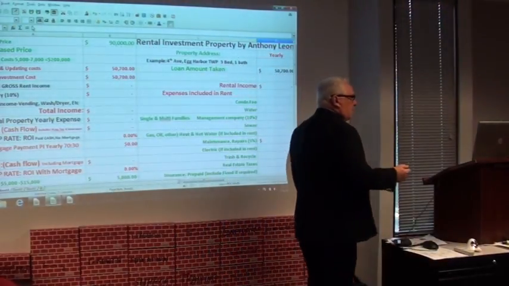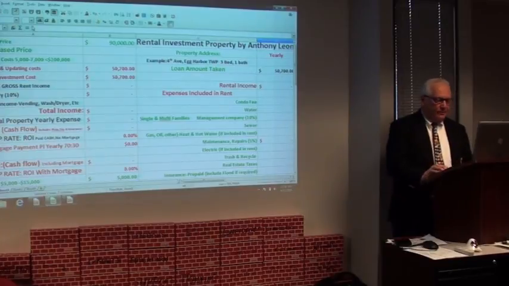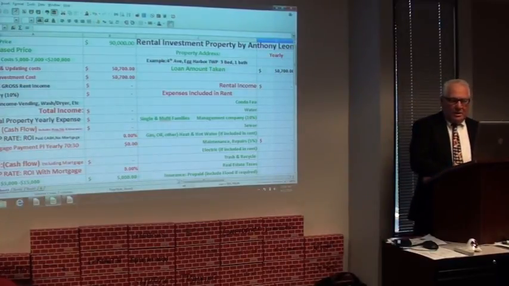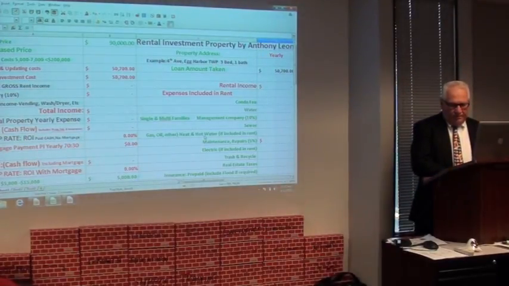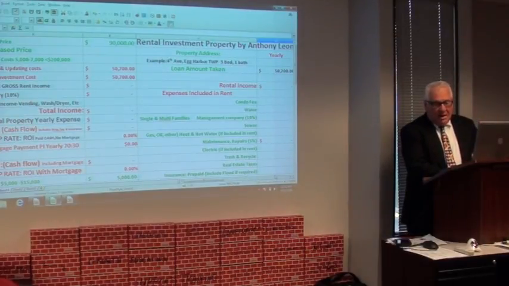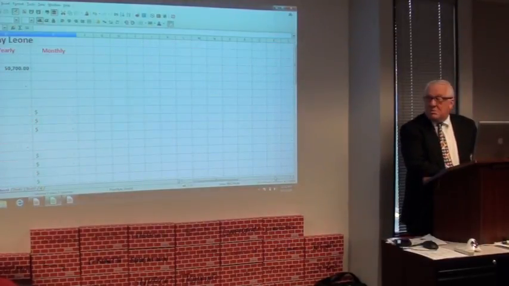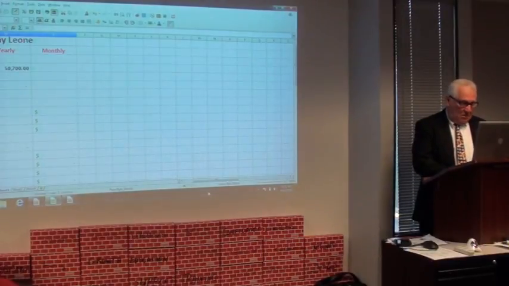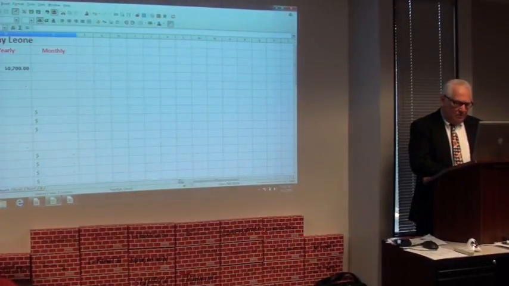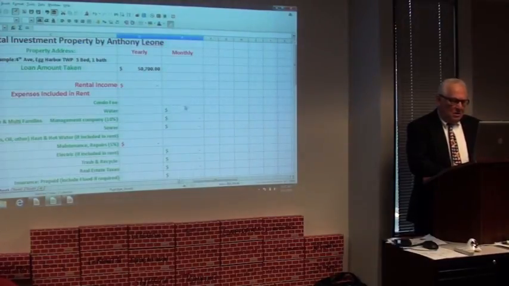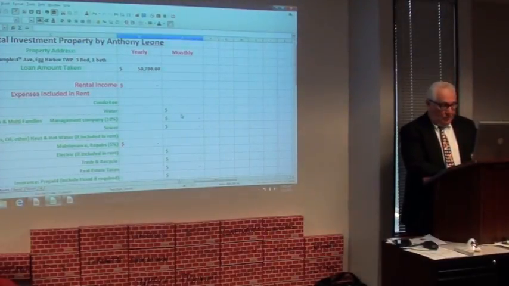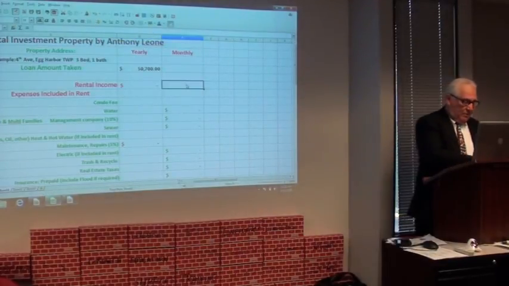Okay, if we're going to take this property, we're going to hold it, we're going to rent it. How much rent can we get for this property? It's a 3-bedroom house in Egg Harbor Township. Anybody have an idea what kind of fair rent? 3 bedroom, 1 bath, in Egg Harbor Township, 1,200? Does that have a garage? No garage. 1,100. Okay, so we're going to rent this for $1,100 a month.